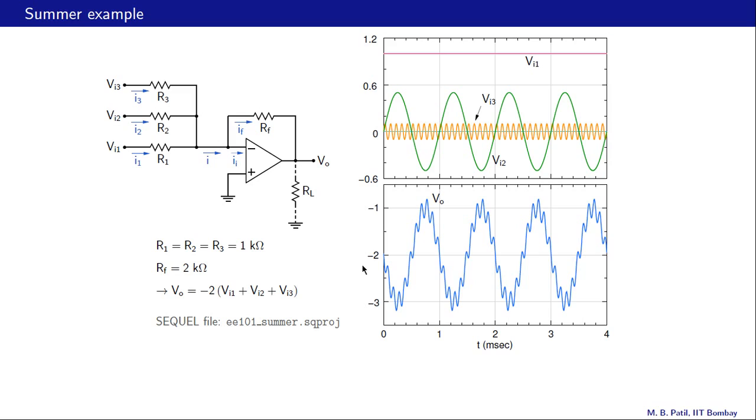Let us look at the output voltage waveform now. This one. We see that there is this low frequency component, and that comes from Vi2, and superimposed on that we have this high frequency component, and that comes from Vi3. And notice that this entire waveform has been shifted such that it has an average value of about minus 2 volts, and that comes from Vi1.